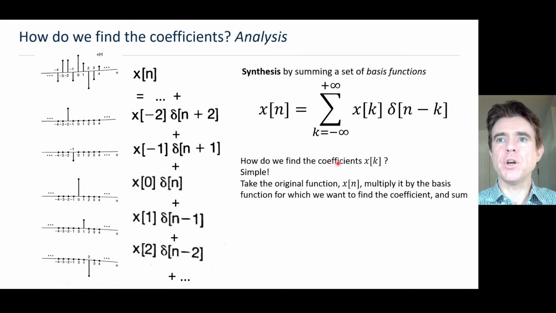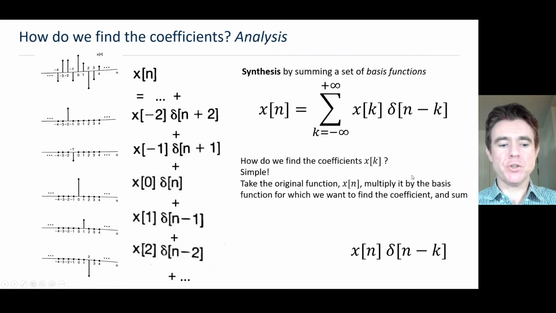So how do we find these coefficients x of k? Well, it's a very simple process. What we do is we take that original function, x of n, so I'm showing that here, and if we want to find the coefficient for basis function delta n minus k, then all we do is multiply that original function by the basis function for which we wish to find the coefficient. Okay, so that should be obvious. We've got x of n, and then we just multiply it by delta n minus k.